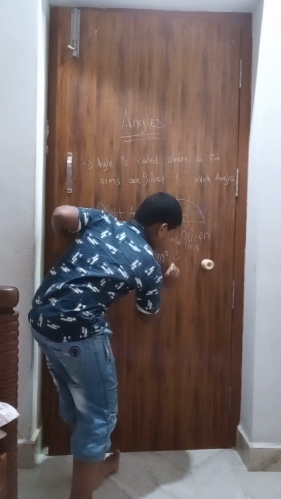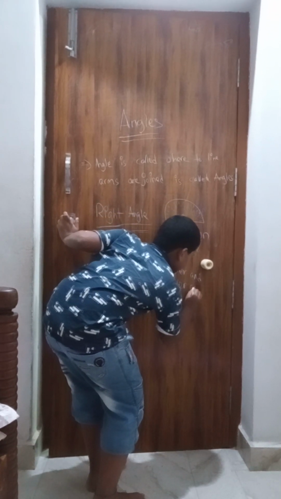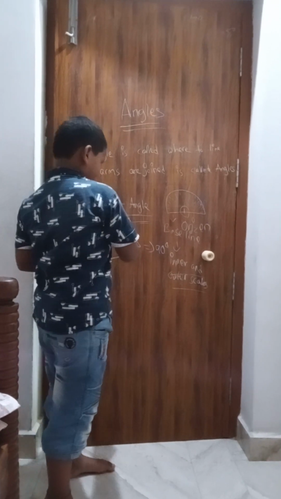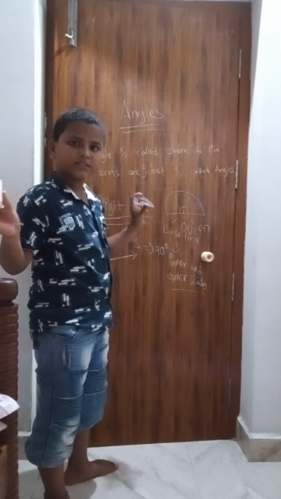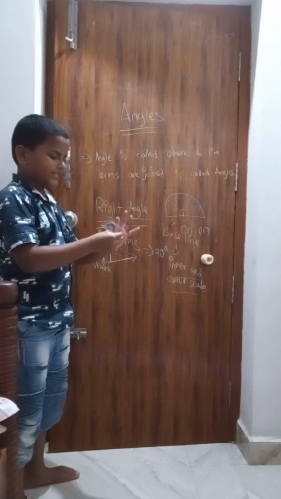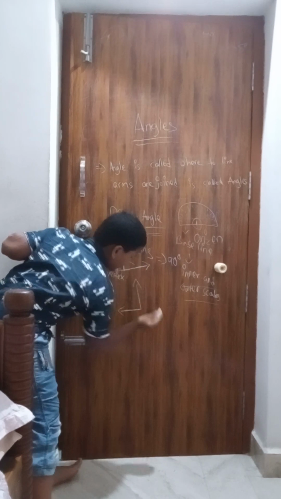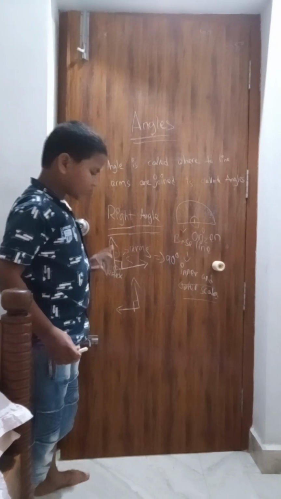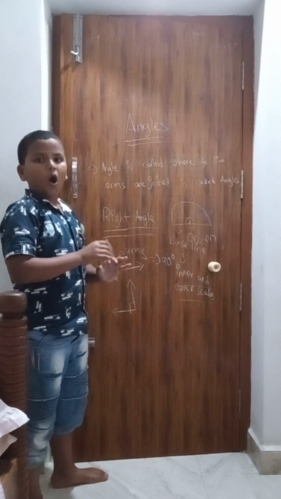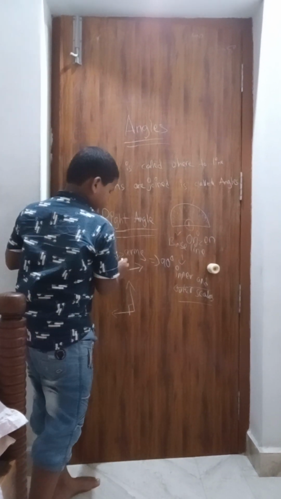We can measure the degree of angles by these inner and outer scales. If it is like this, the down arm is on the right side, so we should measure it by the inner scale. If it is like this, this is also 90 degrees, but the down arm is on the left side. If left side, we should measure it by the outer scale. These are the parts of the protractor and angles. This is the right angle.